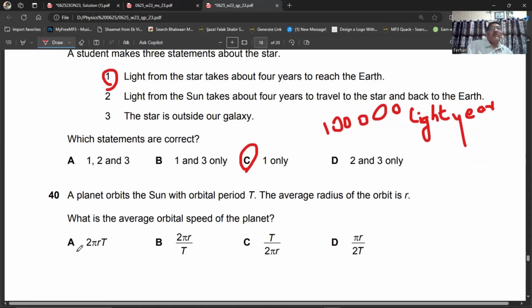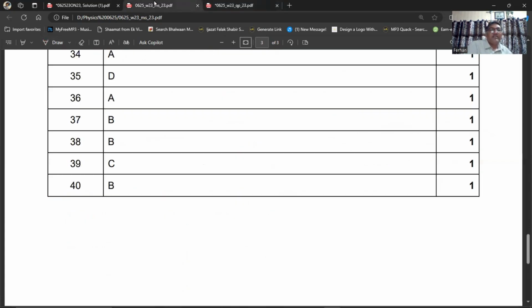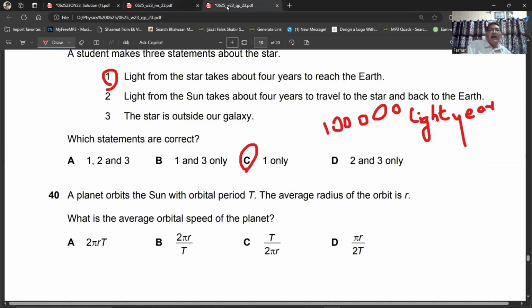We have checked this answer. Question number 40. Let me check first. 39, C is the right option. A planet orbits the Sun with the orbital period T. The average radius of the orbit is r. What is the average orbital speed of the planet? You know the orbital speed of the planet is its circumference, 2 pi r, divided by T. 2 pi r divided by T. So this is the answer, B. Question number 40, B is the right option, sir.